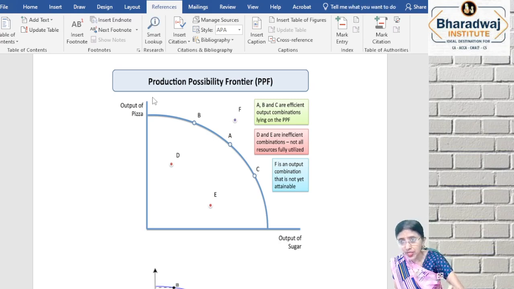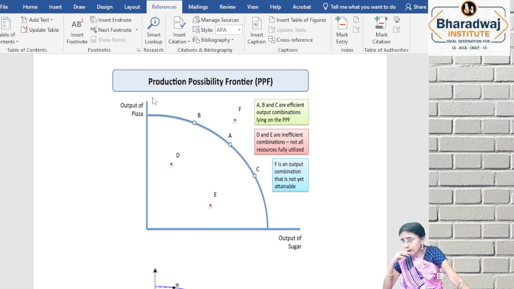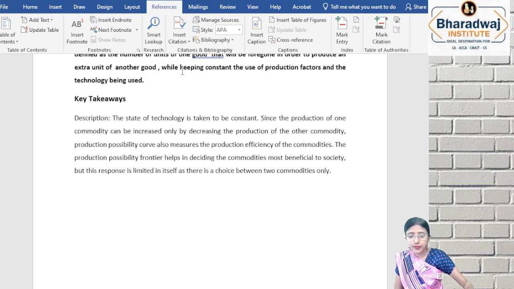These are points of efficiency. Those that fall on the curve are points of efficiency. Those which fall below are inefficient ones. These are not attainable because they are beyond. Are you clear? So production possibility, look at how the curve is. Is this concave or convex? The shape? Concave. That's one question. PPF is always concave. Production possibility frontier, and look at this line.